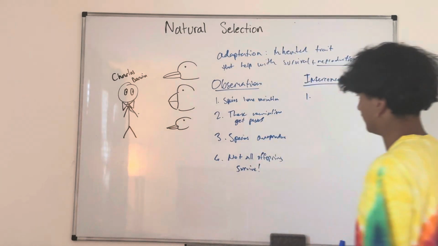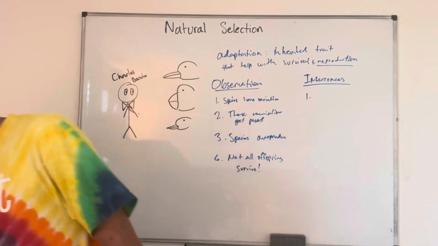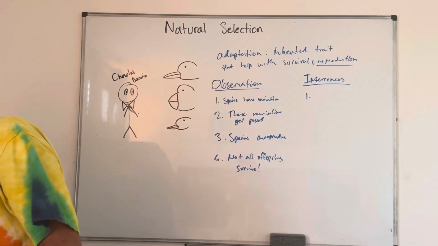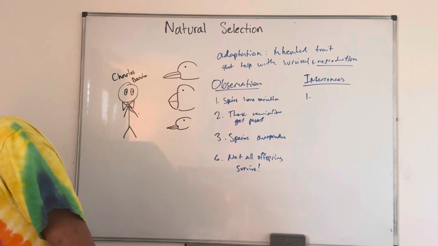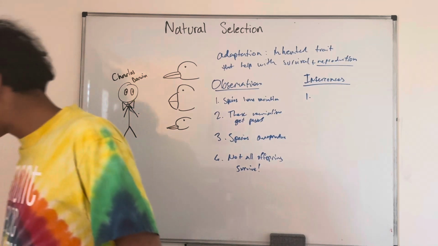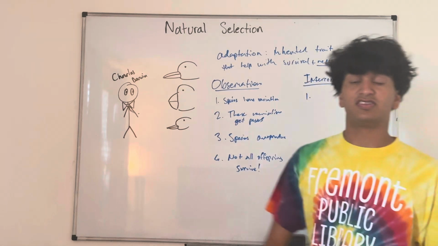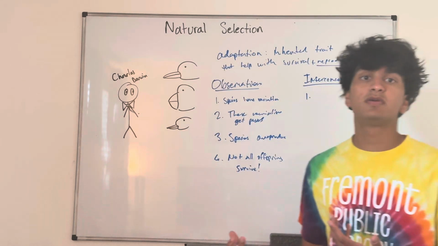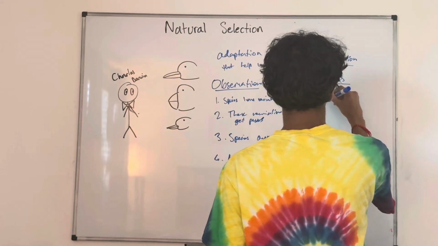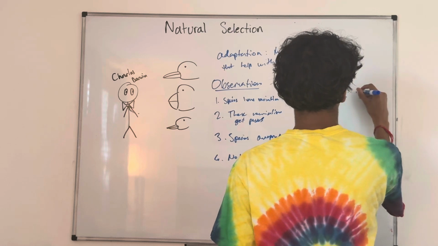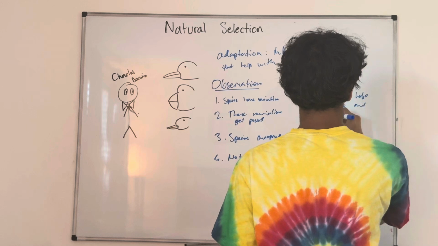So the first inference, now I don't remember. I'll look at my notes real quick to check the order in which I want to go through this. So the first kind of inference is this idea that these individuals with these inherited adaptations are going to be more likely to survive and reproduce, right? Adaptations help survive and reproduce.